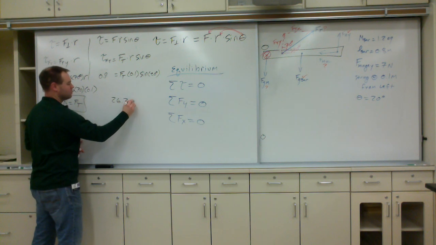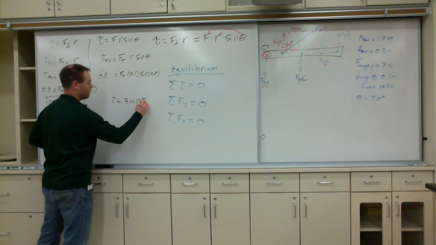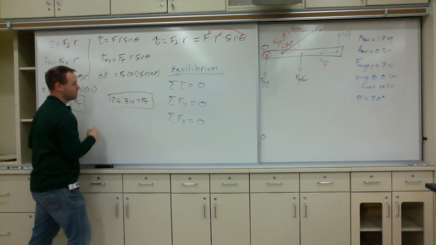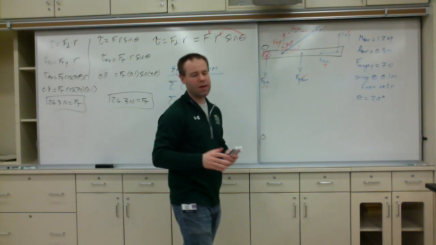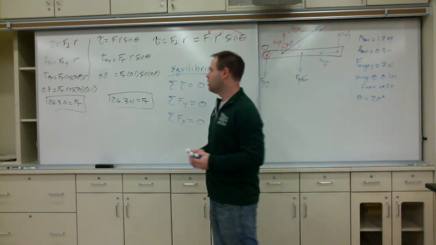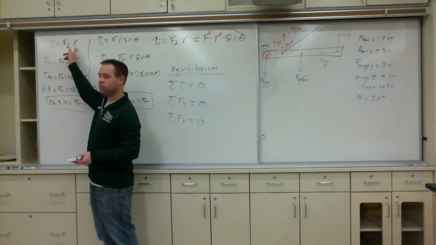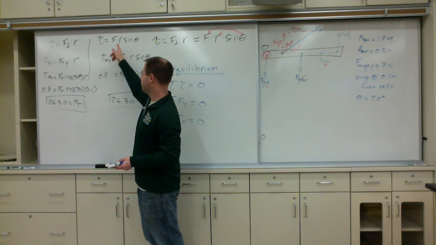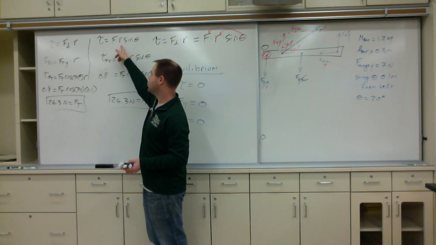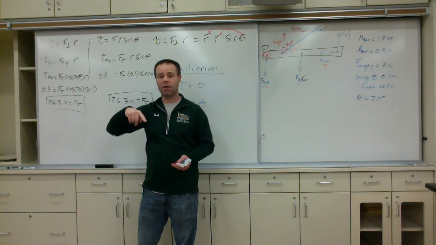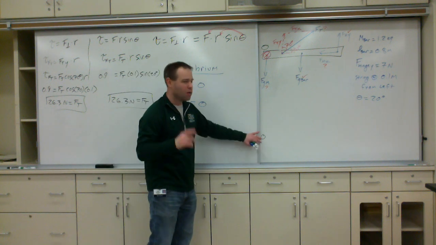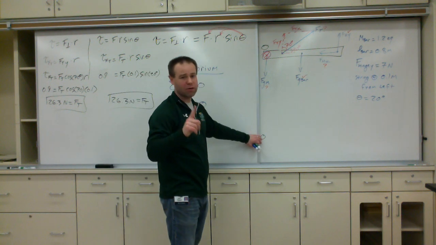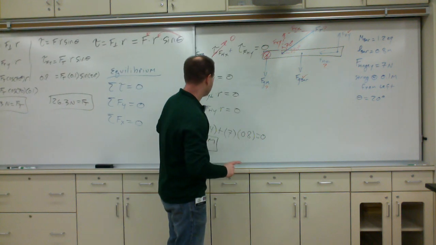26.3 newtons is our force of tension. So you can see that there are two ways you can approach applying the torque equation, either by thinking of it as force perpendicular times radius, or as force total times the radius times sine of the angle between the force and the radius. So there you have it. We found one part of this problem. Now let's find the other parts.